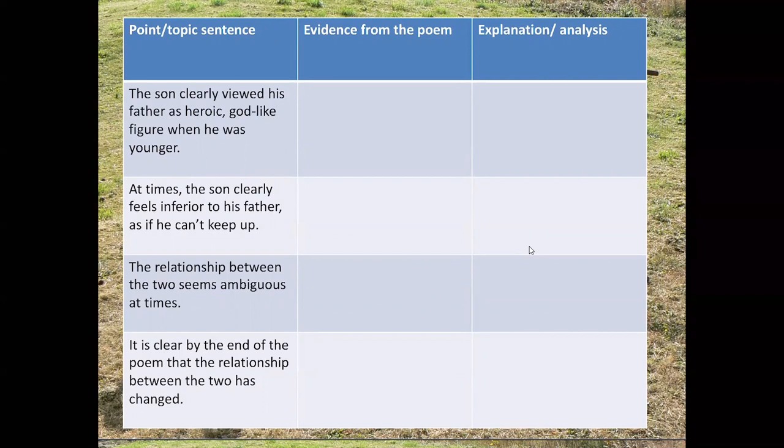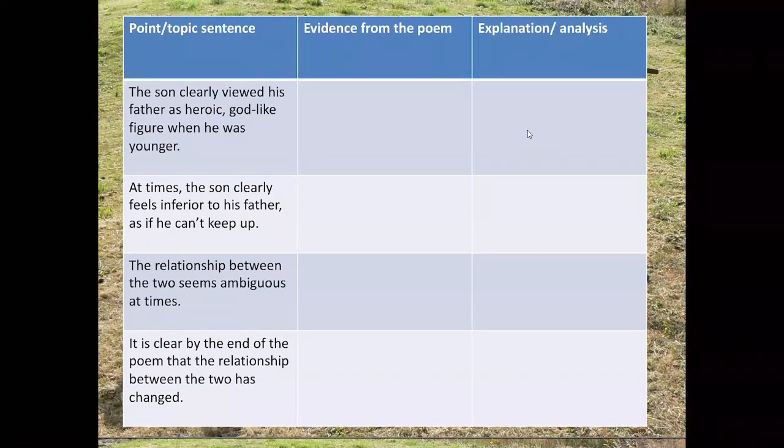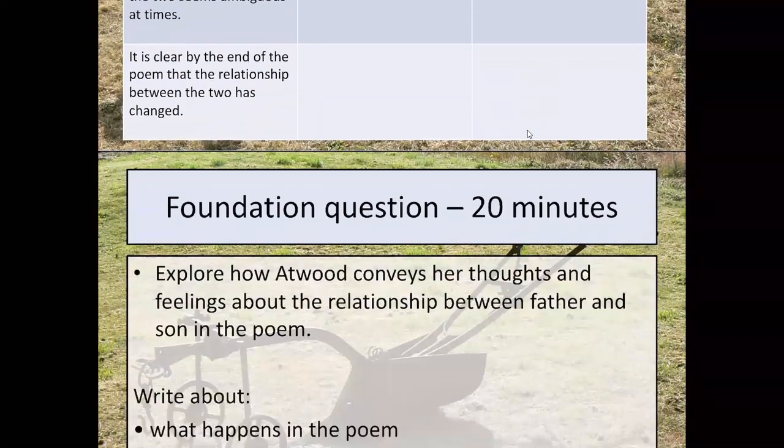Okay, so the points that I want you to focus on. The son clearly viewed his father as a heroic, godlike figure when he was younger. At times, the son clearly feels inferior to his father, as if he can't keep up. The relationship between the two seems ambiguous at times, and it is clear by the end of the poem that the relationship between the two has changed. So pause this video now, give yourself enough time to find your quotations for each of those points. There may be more than one for each point, and then write down your explanations. Resume the video when you're ready to carry on.